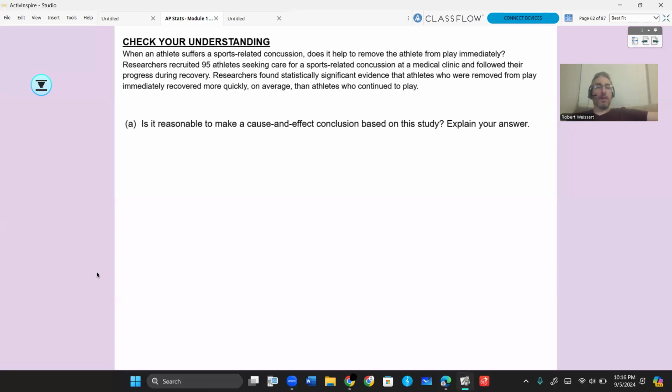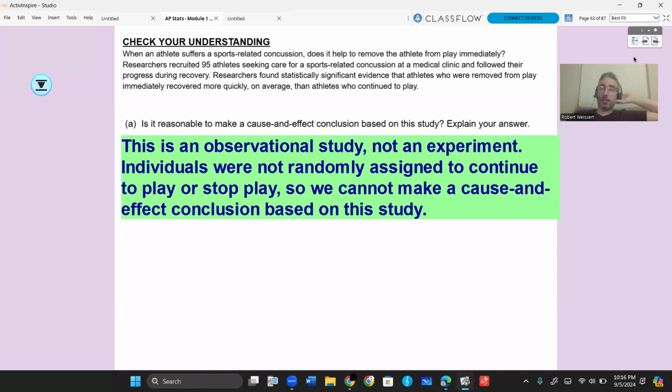Is it reasonable to make a cause and effect conclusion based on the study? Explain your answer. Well, we did not do the holy grail of an experiment, and we did not randomly assign, did we? In fact, if you look at the question, it says it's an observational study. So how do we know it's an observational study? Well, what happened was we recruited 95 athletes seeking care that were already there. Okay, we didn't ask them to get injured, so we can't really assign that. So we can't really make a cause and effect here. Now, we can still say a relationship. We just can't say that this caused that.